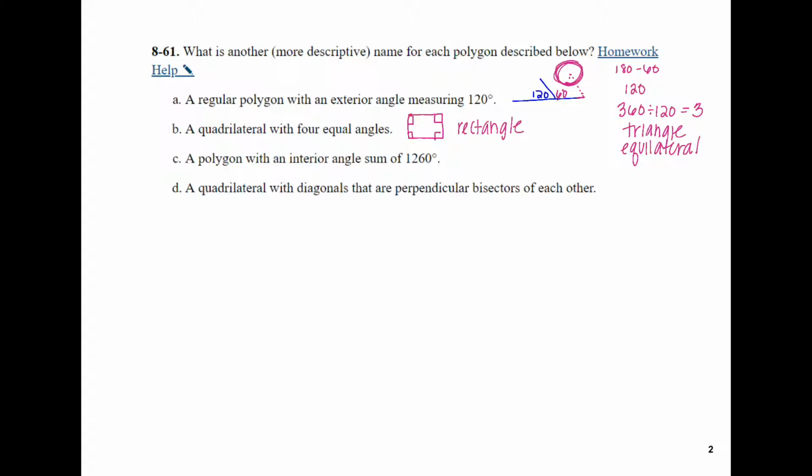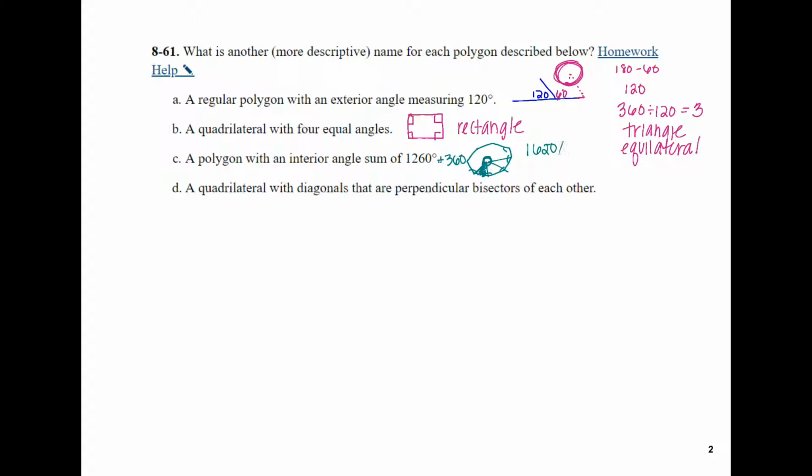A polygon with an interior angle sum of 1,260. Question C says a polygon with an interior angle sum of 1,260 degrees. So if all of our interior angles equal 1,260, we can add in our central angles, which we know equal 360. So if we add those two things together, we get 1,620. By doing that, I created all of my triangles on the inside.